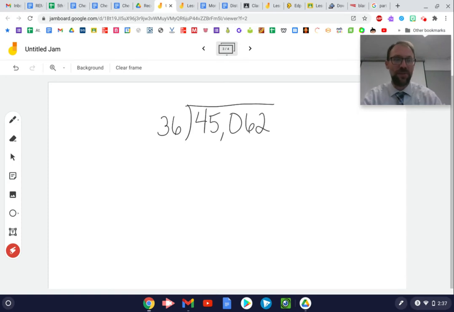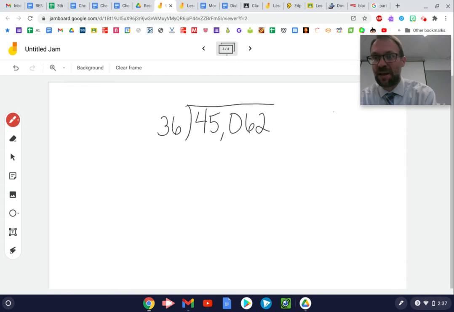Here we go. We have 45,062 divided by 36. And this dividend is much bigger than this divisor. So we should think about many, many groups of 36. How many? Well, in a problem like this, when my dividend's in the 10,000s and my divisor's in the tens, I'm going to go with thousands. I'm going to start with saying 1,000.